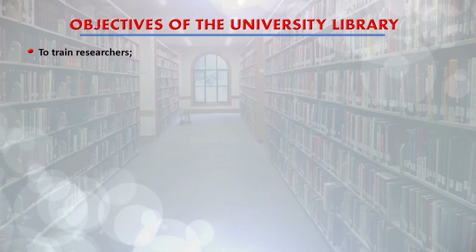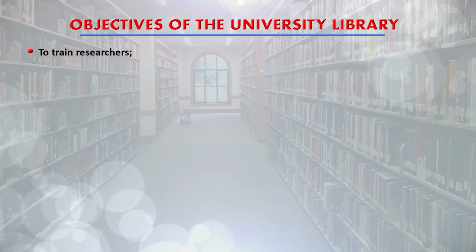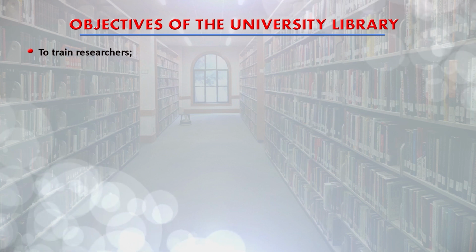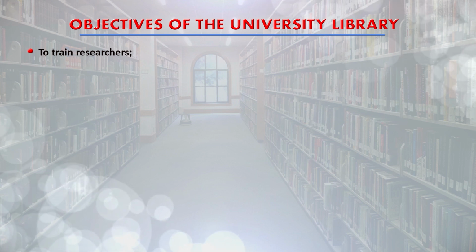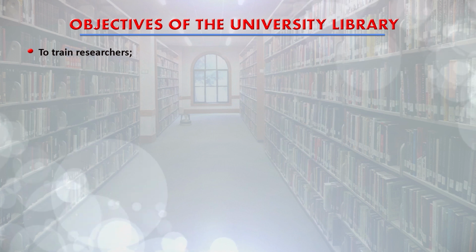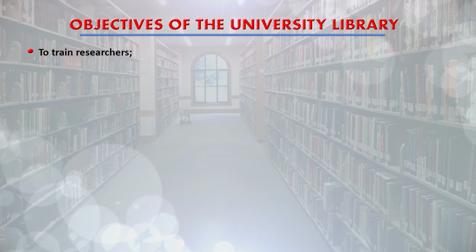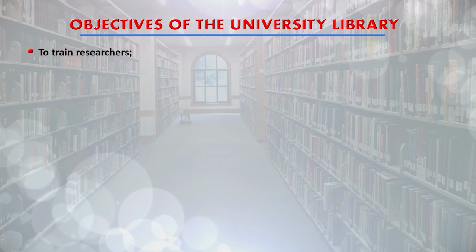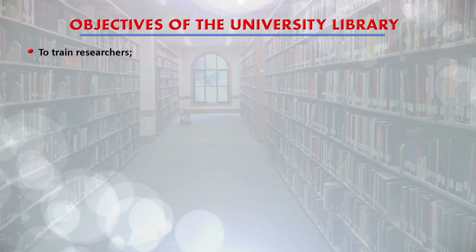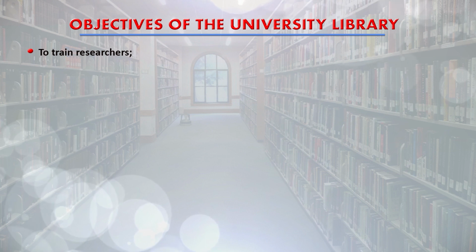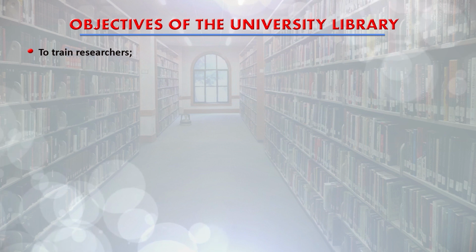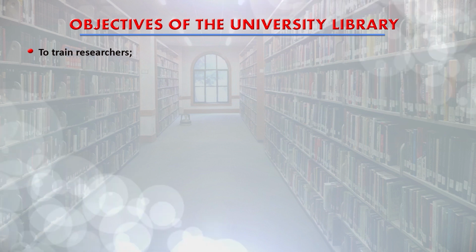Now, the objectives of the university library. As I already told you, the main work of the university is research. So, the first objective of the university library is to train the researchers. For this purpose, they organize different kinds of workshops for researchers, like plagiarism related workshops, and how to deal with referencing, citation, and reference management. All these things are done by the university libraries to help their researchers as well as faculty members.